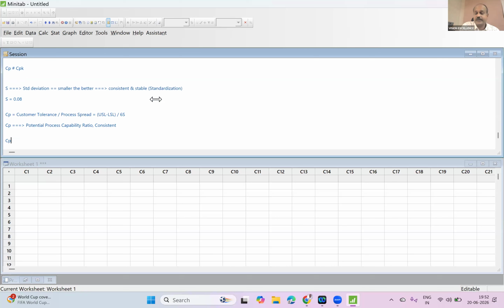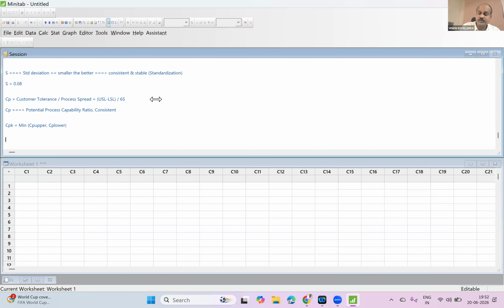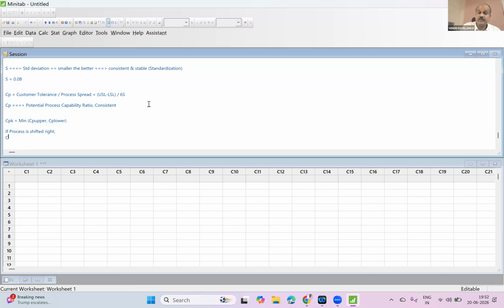Then how do I calculate CPK? CPK is the minimum of CP upper and CP lower. What is CP upper and CP lower? I'll tell you. And see, if the process is shifted, right, then CPK will be equal to CP upper. Do you understand, all of you?